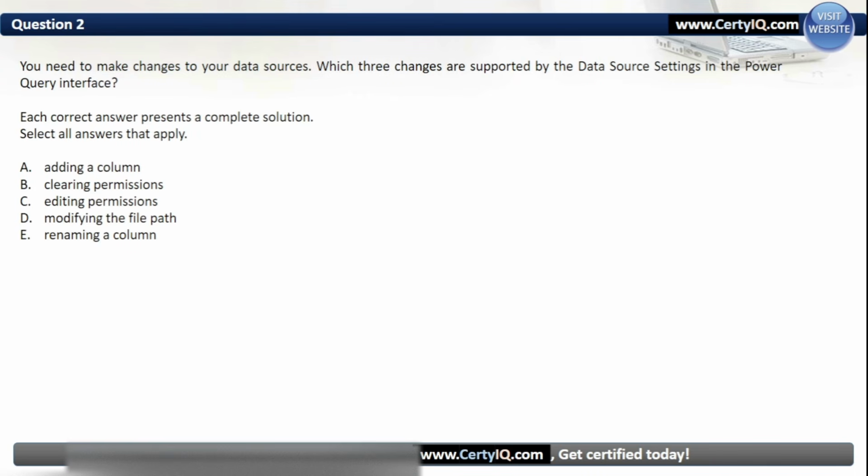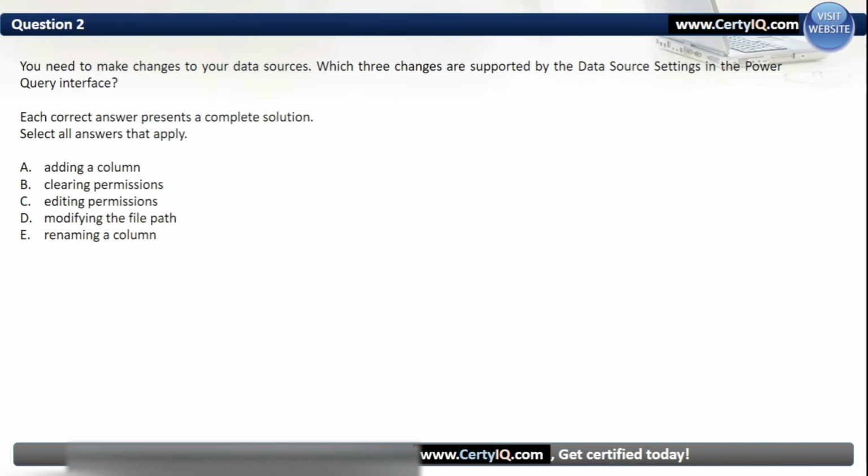Question 2. You need to make changes to your data sources. Which 3 changes are supported by the data source settings in the Power Query interface? Each correct answer presents a complete solution. Select all answers that apply. Our options are A. Adding a column, B. Clearing permissions, C. Editing permissions, D. Modifying the file path, or E. Renaming a column.